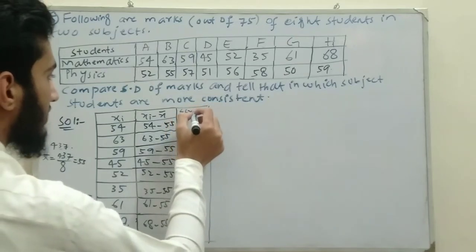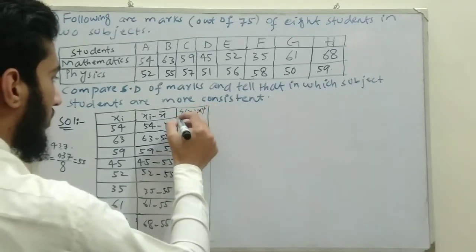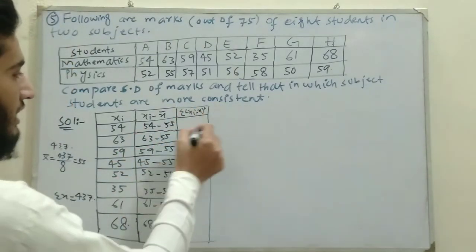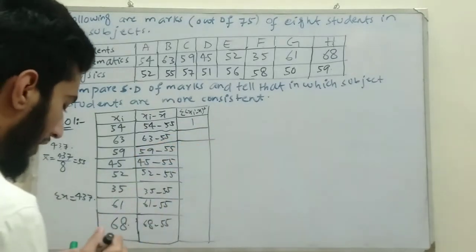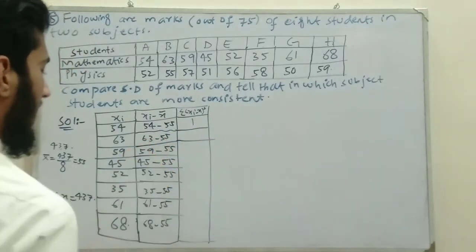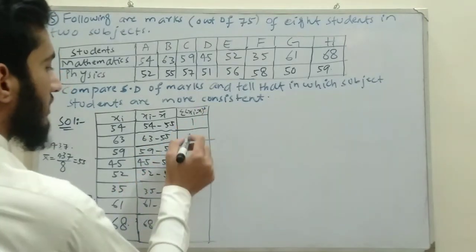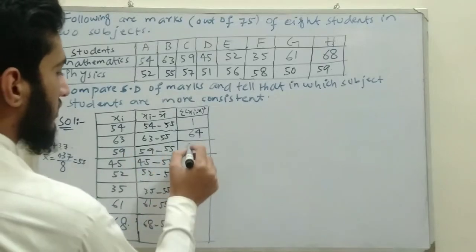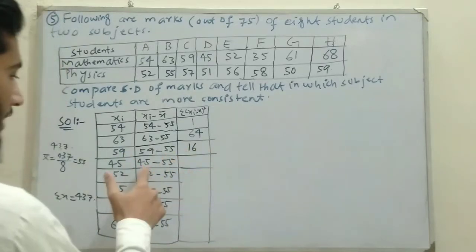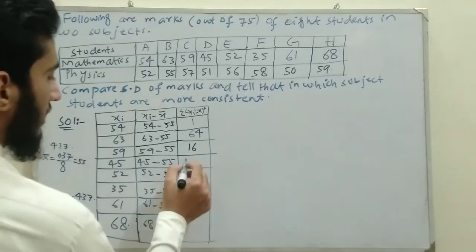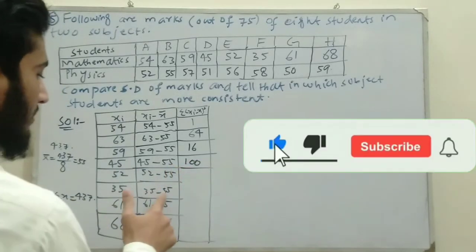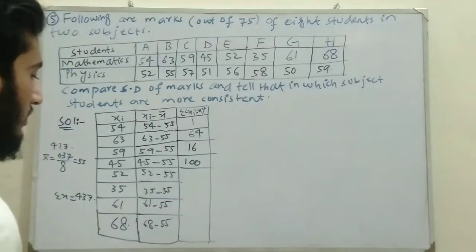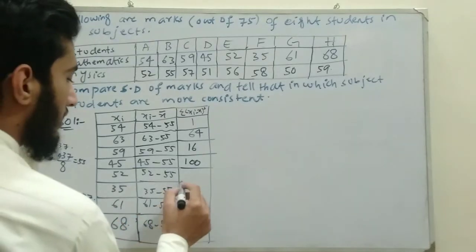So summation of xi minus x whole square we are going to find. So 54 minus 55 gives us minus 1, and minus 1 whole square gives us just 1. And here 63 minus 55 it will give us 8. And here is square, so 8 square gives us 64. And after this 59 minus 55 gives us 4, and 4 square gives us 16. After this 45 minus 55 gives us minus 10, and minus 10 whole square gives us 100. And here 35 minus 55 it gives us minus 20. Now here we are left with 52 minus 55, so it gives us minus 3, and minus 3 whole square gives us a value 9.